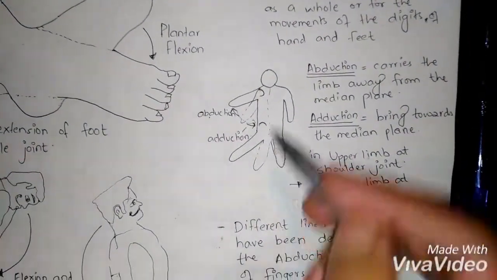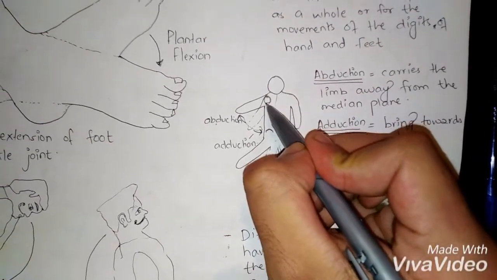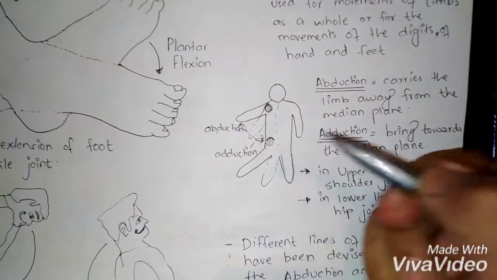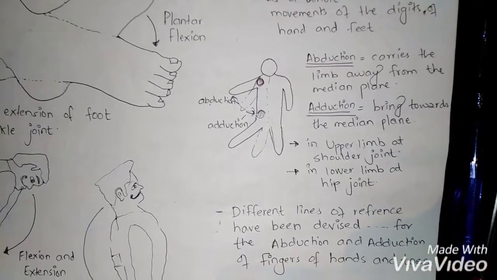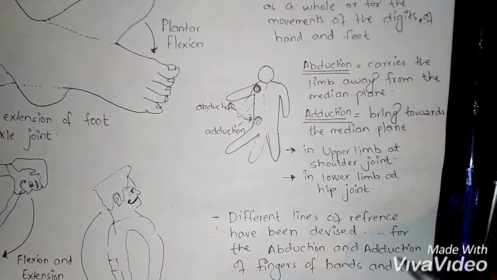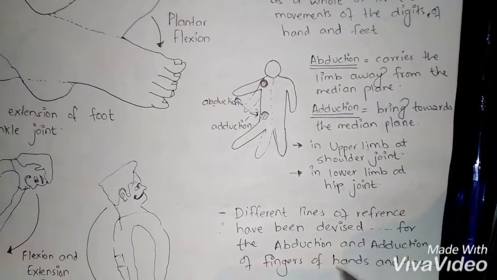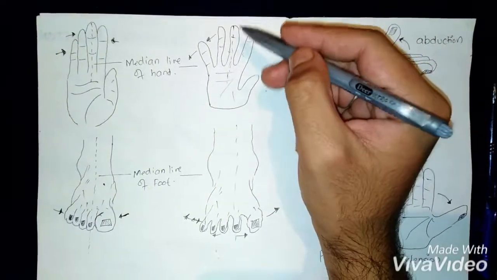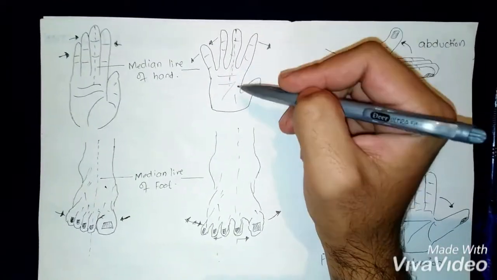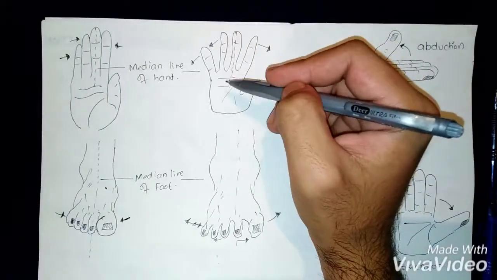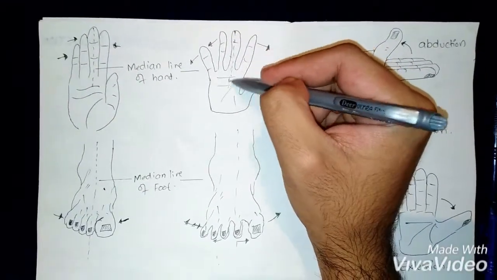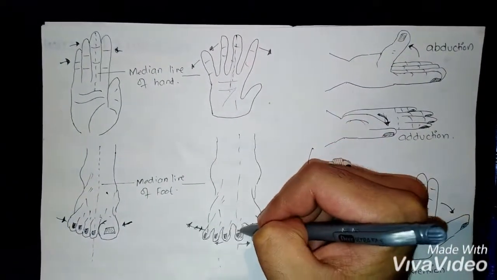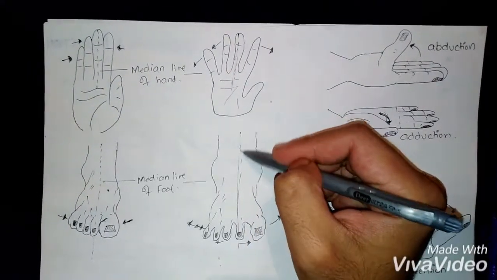In the upper limb, abduction or adduction is at the shoulder joint, and in the lower limb it is at the hip joint. Different lines of reference have been devised for the abduction and adduction of the fingers of the hand and toes. Organs also have a separate median plane or median line. For example, the median line of the hand crosses the middle finger to the palm. And the median line in the foot crosses the second toe.